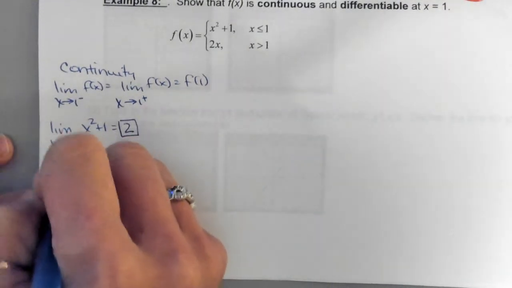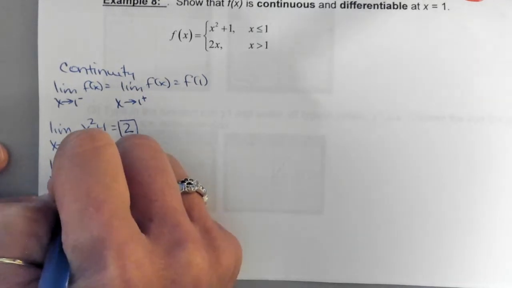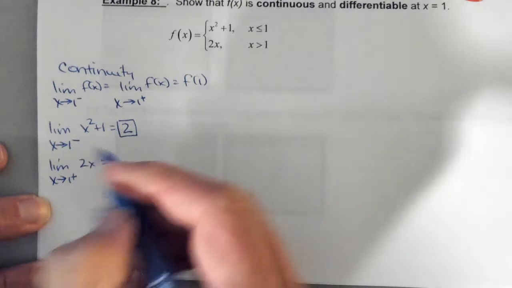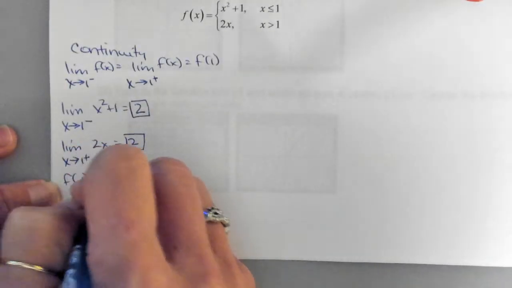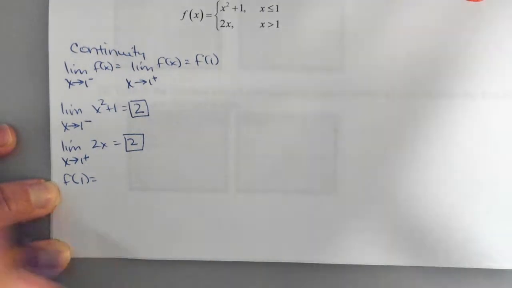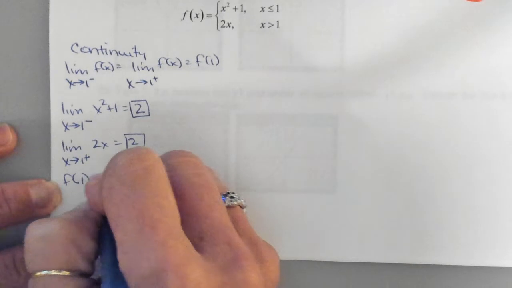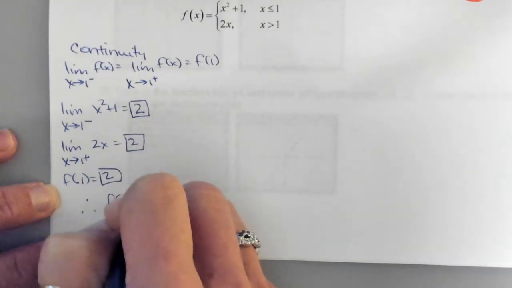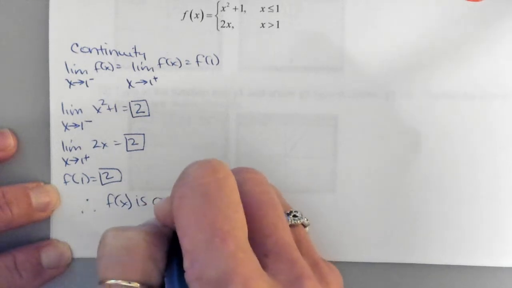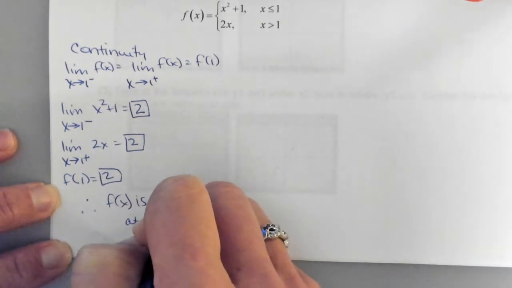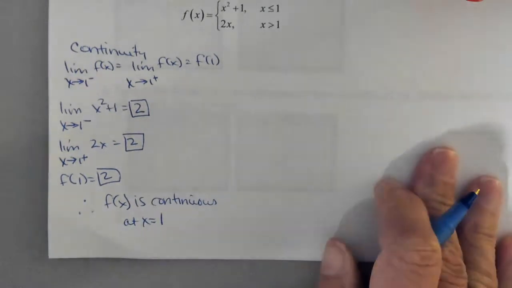Now we want to look at the limit as x approaches 1 from the right, which means we're using the bottom. What do we get? We get 2. And then f of 1 is equal to? I mean, you kind of already did it, but you still have to show. So we would just say, therefore, f of x is continuous at x equals 1. All right, continuity proven.